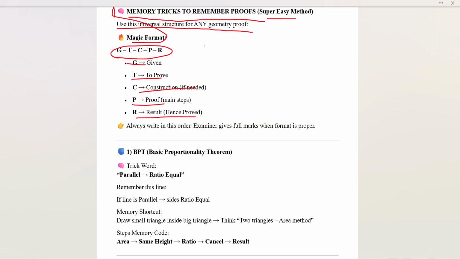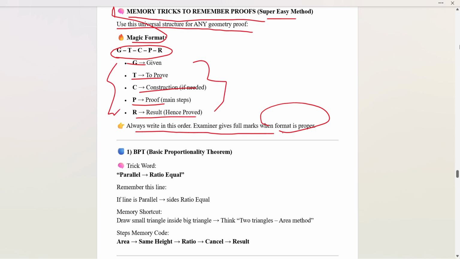So you can remember those 5 words, and then you can use that format in your board exam. So you can prepare that shortcut trick. Always write in this order. The examiner gives full marks when the format is proper. So it is the correct format for your theorem proof. Use that format to solve the theorems. So move to the next.